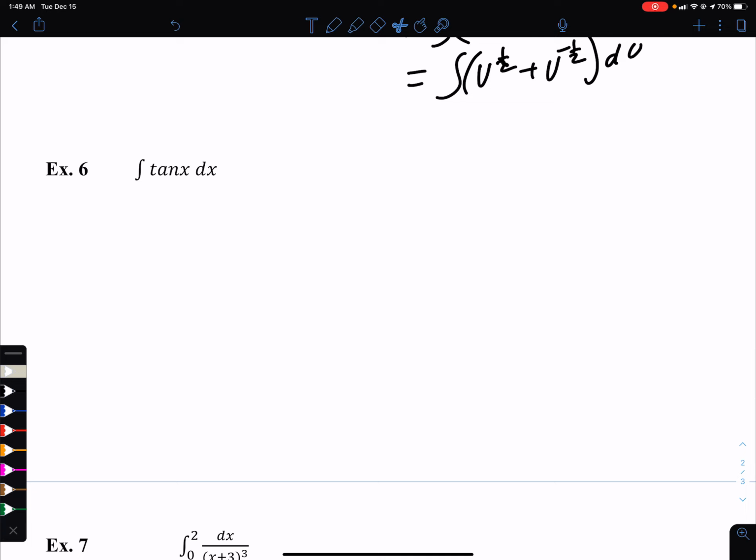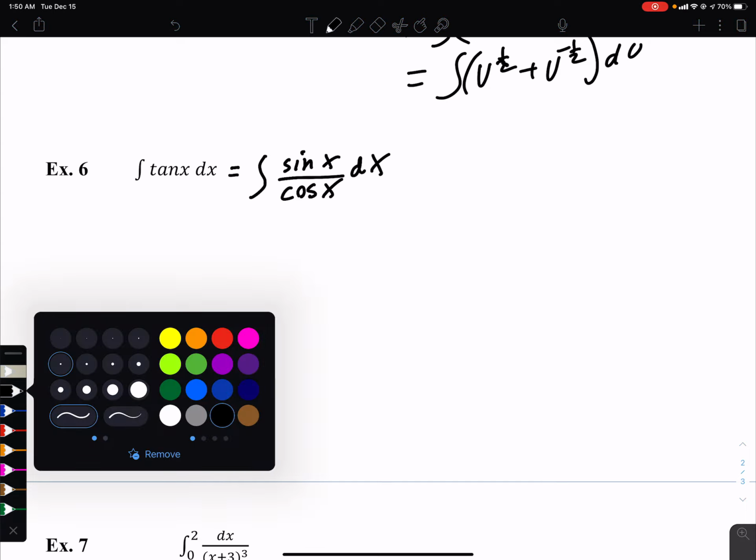Example 6. So this is a tricky one. You know, it's like, what's the derivative of what is tangent? We don't know. But we can rewrite this. And this is just a technique that you just experiment and try. You just rewrite it. We know tangent is sine over cosine of x. Now, this one's harder because you don't see what u should be right away. Should u be sine or should u be cosine?